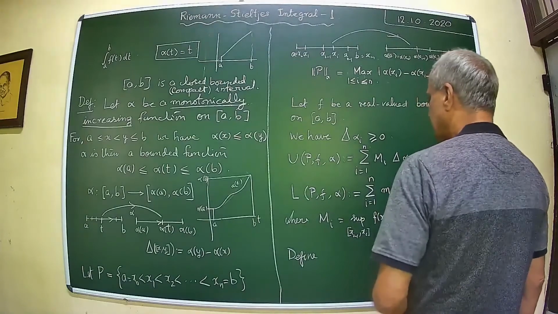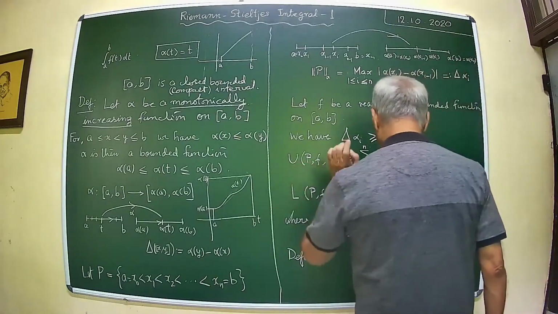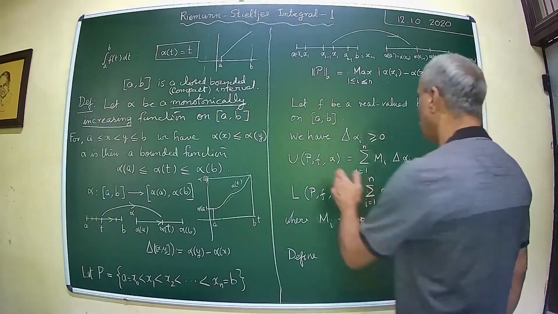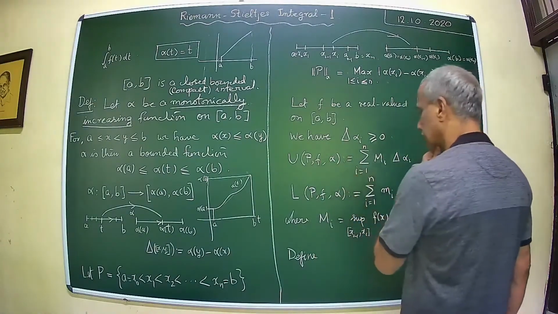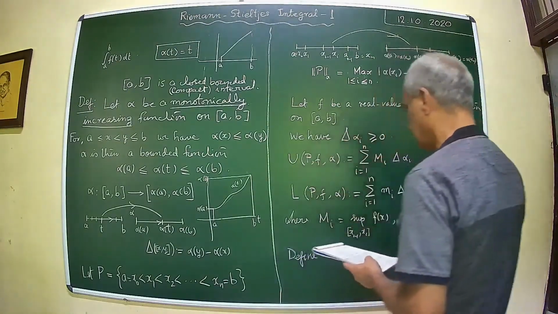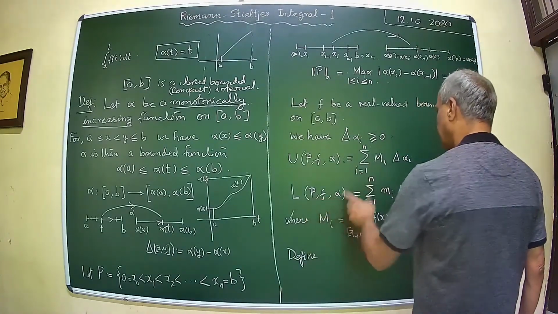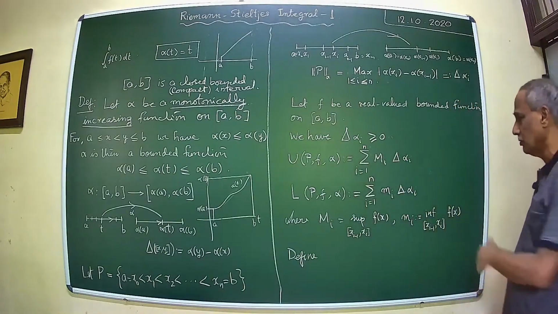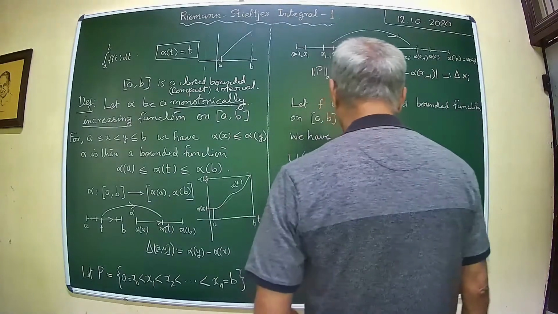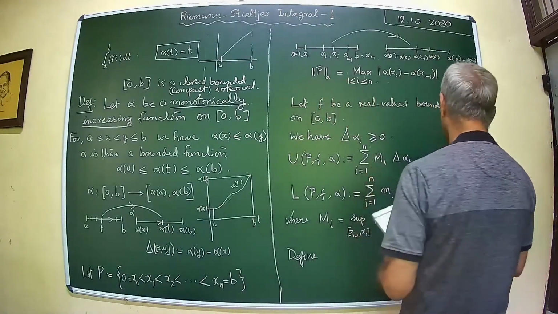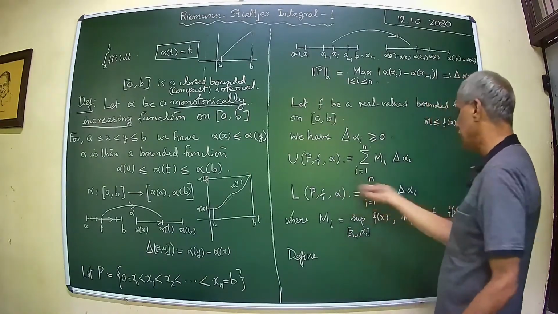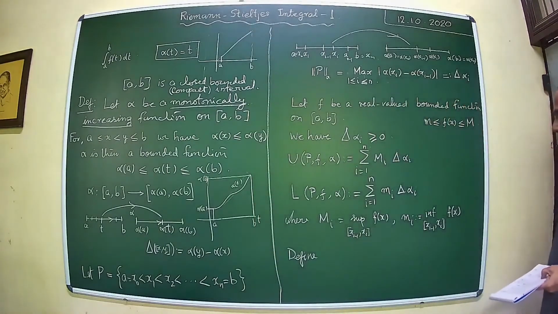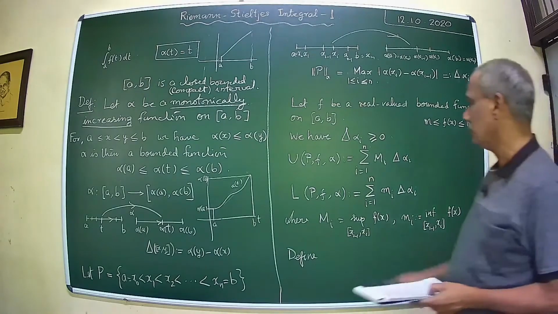Now one observes that U(P, f, alpha) is certainly a bounded function, bounded above. This set of numbers is bounded below also. So also the collection L(P, f, alpha) is bounded above and bounded below. That's quite easy to find out, because suppose M and small m are the bounds, then you can easily show that these are a set of bounded numbers, and this is also a set of bounded numbers. Okay?